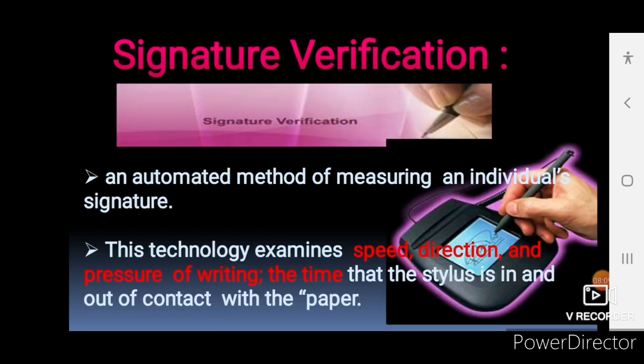Signature verification. Signature verification is an automated method of measuring an individual's signature or handwriting, in which analysis of the signature dynamics is done. In this method, the speed, direction, and pressure of writing, and the time that the stylus is in and out of contact with the paper are measured.